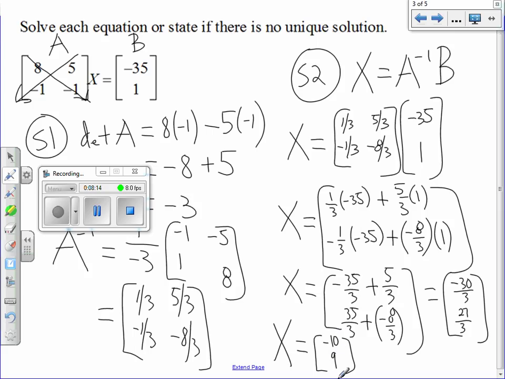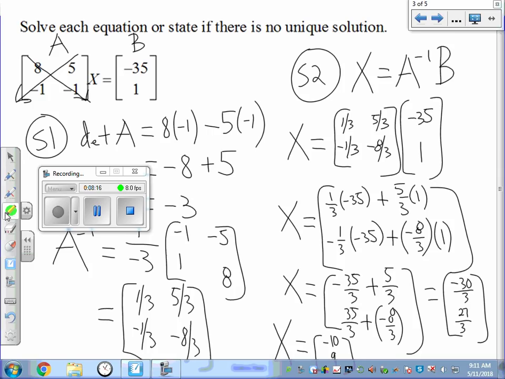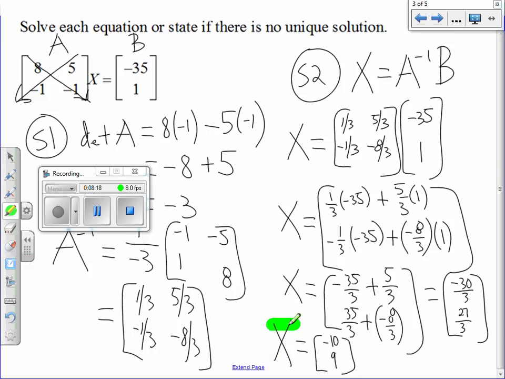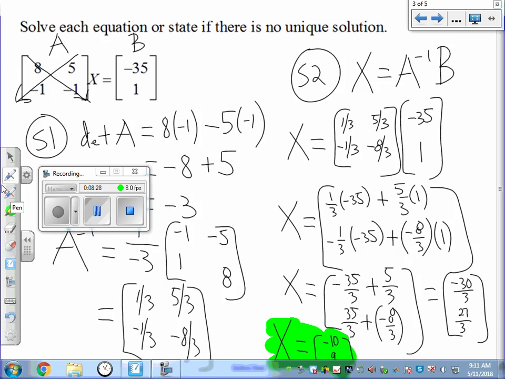And we've accomplished our mission. We have found the matrix that we would need to multiply our A by in order to produce the matrix -35, 1. Okay, next example is going to be for you. Write it down, work it out, check your answer. Here we go. Next example coming your way.